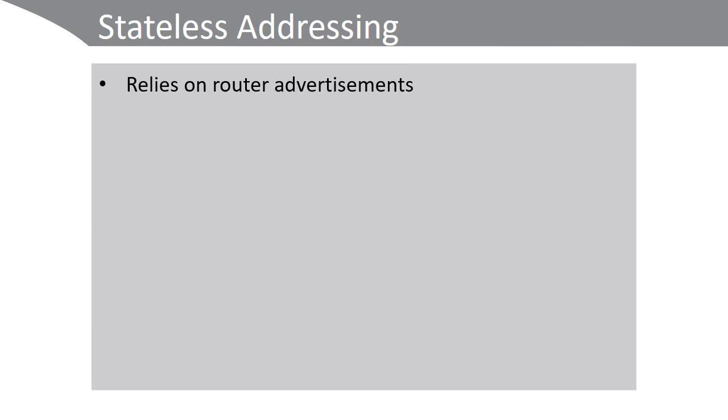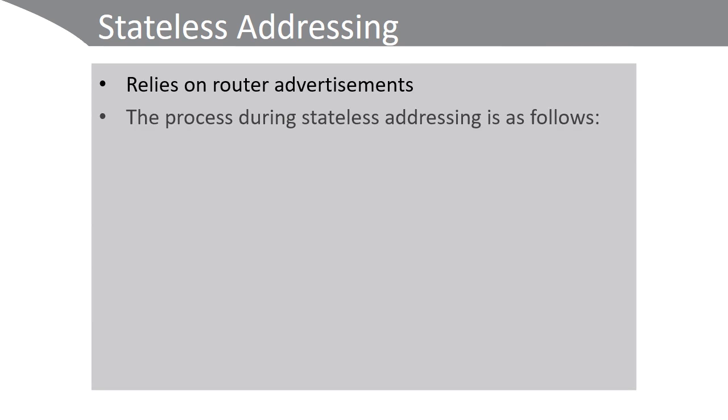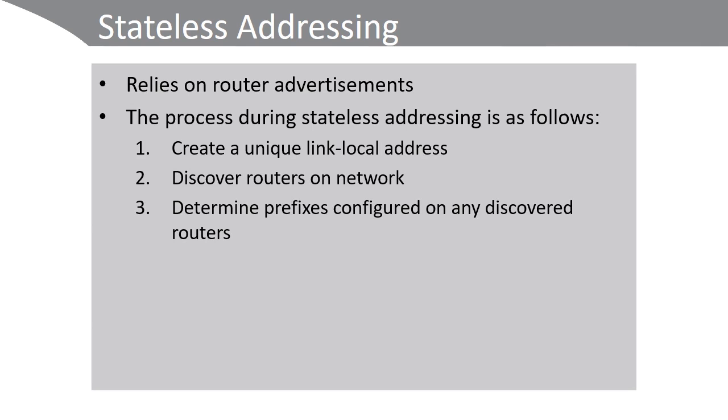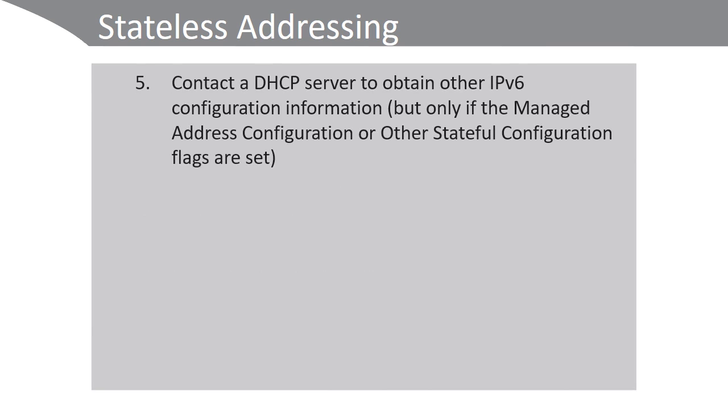They then use a mechanism to determine a unique address within that network. Stateless addressing, as I've just said, relies on router advertisements, and the process is as follows. Firstly, a client creates a unique link-local address. It uses this to discover routers on the network. It then determines the prefixes, in other words the network IDs, configured on any discovered routers, and applies those prefixes locally. It will then contact a DHCP server to obtain any other IP6 configuration information.